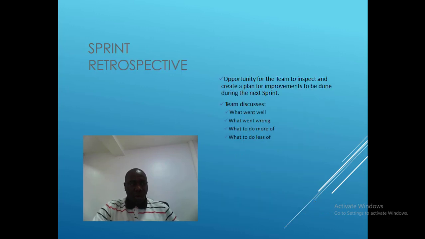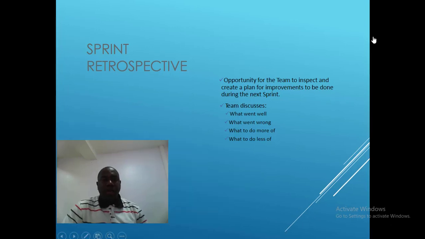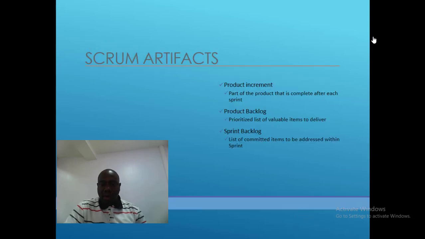All right, so we want to look at the sprint retrospective. This is a meeting that is done within the team members at the end of a sprint. It gives an opportunity for the team to inspect and create a plan for improvement to be done during the next sprint. The team discusses what went well, what went wrong, what to do more of, and what to do less of.